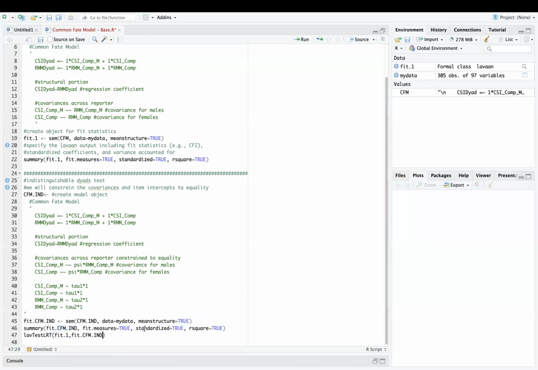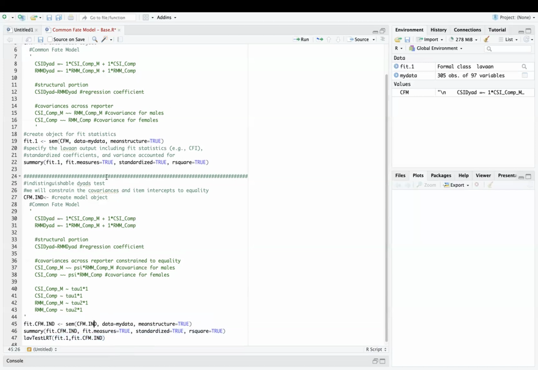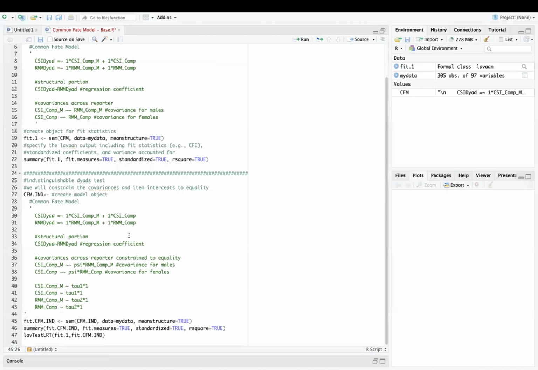All right. And so this is essentially going to be our chi-squared difference test because we are imposing 3 additional constraints. So the baseline common fate model has 1 degree of freedom, so we are placing essentially 1 restriction on the model, right? And so in the indistinguishable example, we are actually going to have 4 degrees of freedom, right? So we have 1 degree of freedom given for constraining the residual covariances to be equal, right?